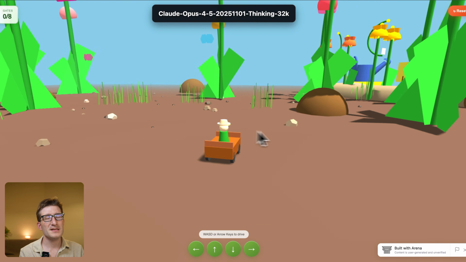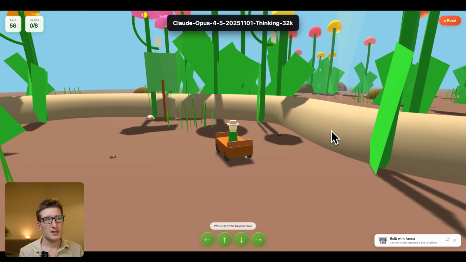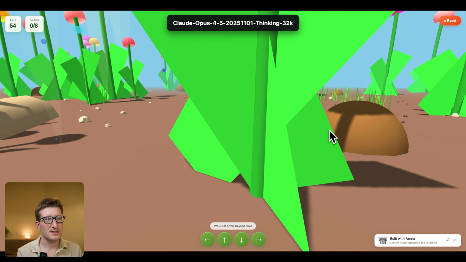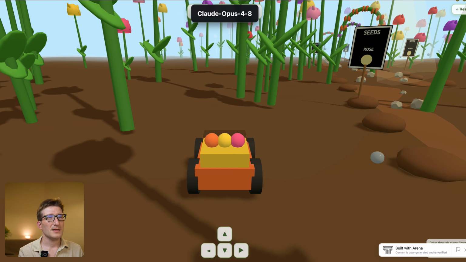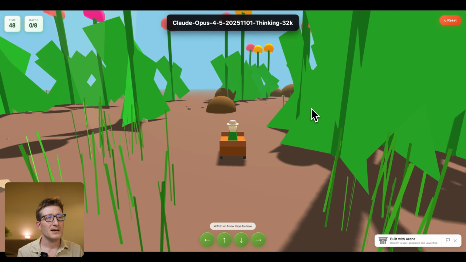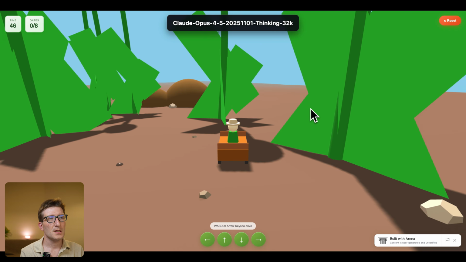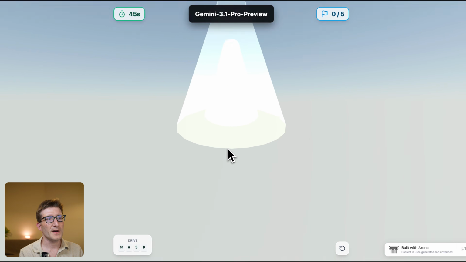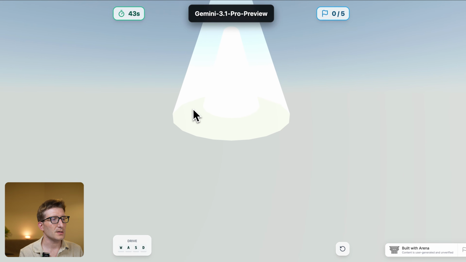4.5, you can see how much worse that is. So this is not even close. The whole environment here is miles behind. It's all very rigid, square, doesn't make any sense. So yeah, I would say that's a very noticeable improvement.